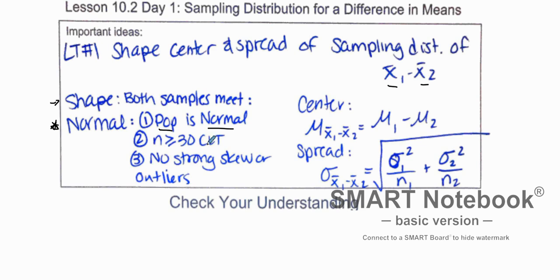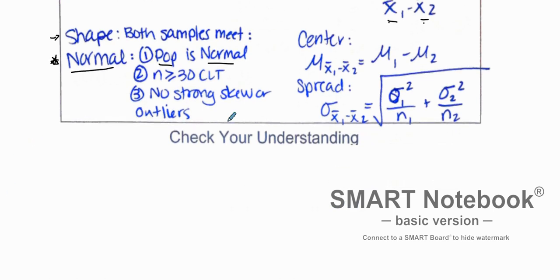If you use the central limit theorem, so n is greater than 30 for each of these sample distributions, then each is normal, and yes, the difference will also be normal. And once again, if you notice there are no strong skews or outliers in either of these distributions, then you also know it will be a normal distribution. Finding the center, just like the other ones: for the difference in means, you find the difference in the population means for each.